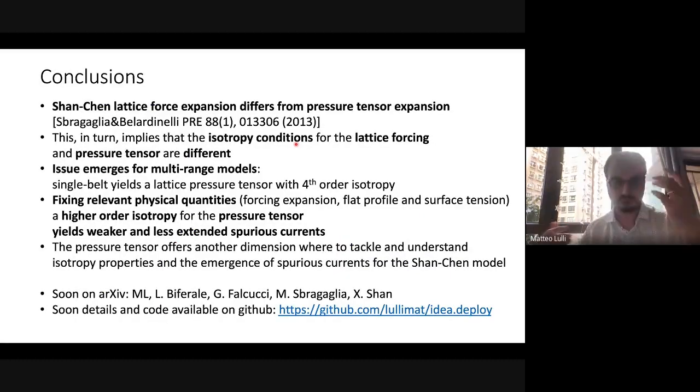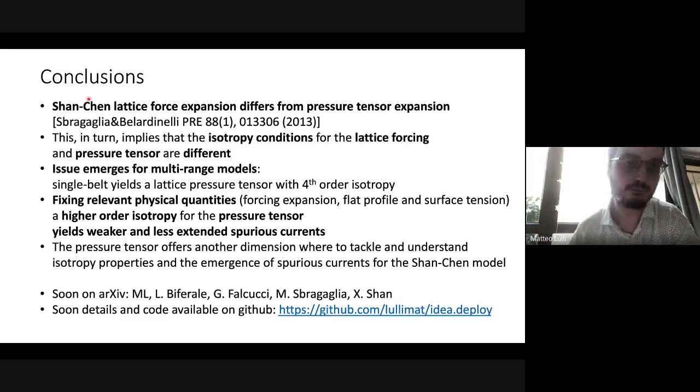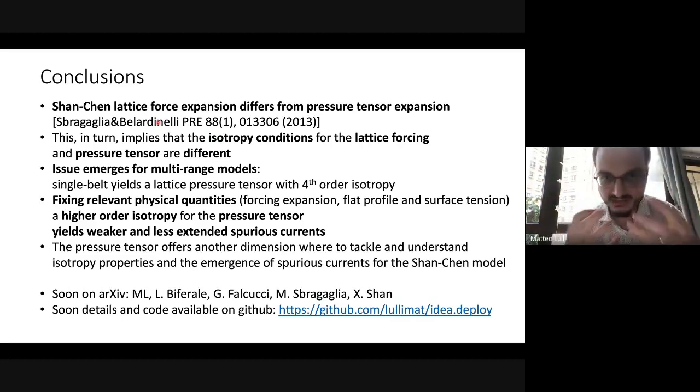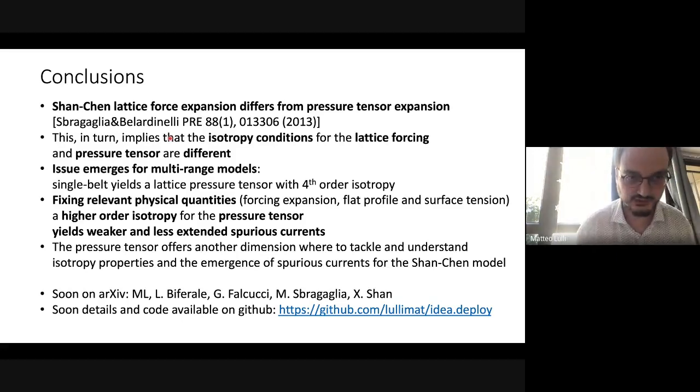One point that has already been stated in Sbragaglia and Bellardinelli in 2013 is that the lattice force expansion algebraically differs from the pressure tensor expansion. The new point is that this implies that the isotropy conditions of the forcing are not the same isotropy conditions for the pressure tensor. This issue only emerges for multi-range models, and we fix the relevant physical quantities in order to compare the effect of the isotropy of the pressure tensor, and we have weaker and less extended spurious currents.